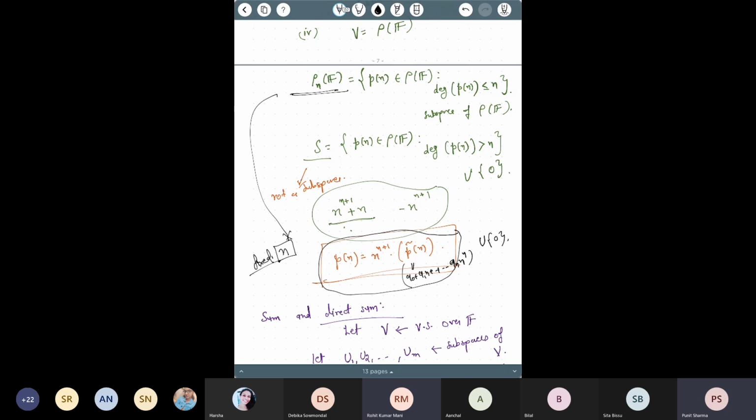Is it okay now? Just verify these two things and tell me. So this is an exercise for you. You give me some argument whether it is or it is not a subspace. Okay. Anything else?